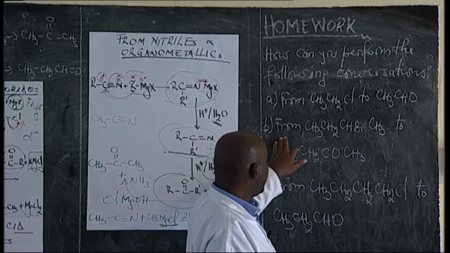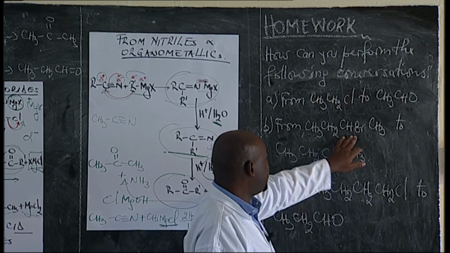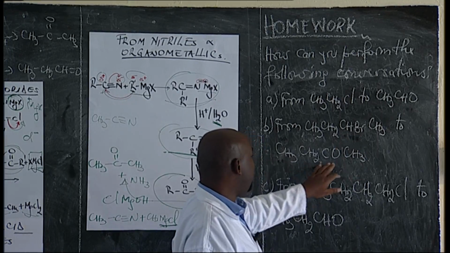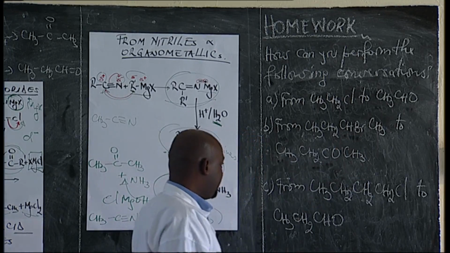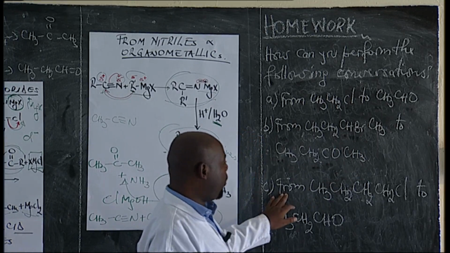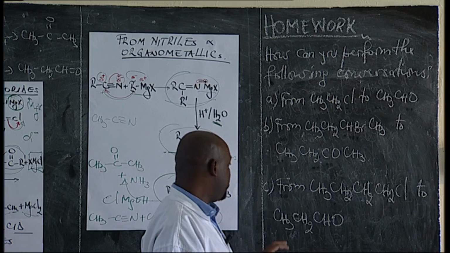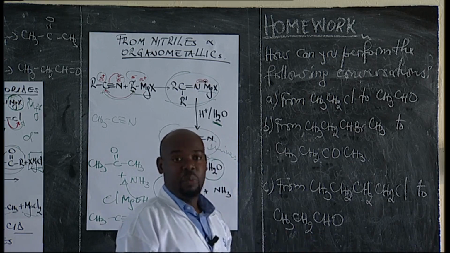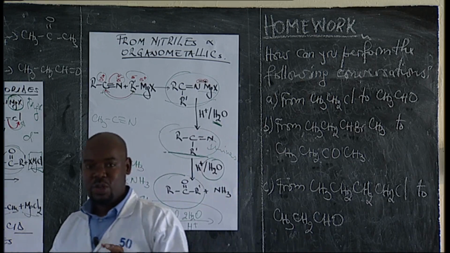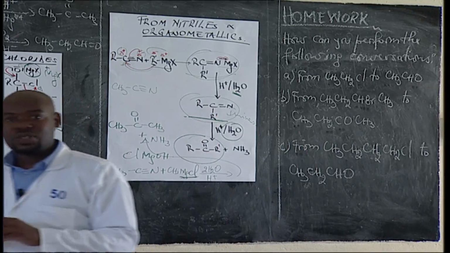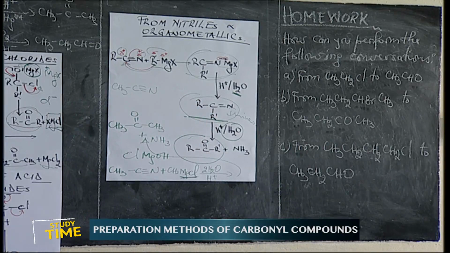Starting from 2-bromobutane, you will prepare butanone. And starting from 1-chlorobutane, you will prepare propanal. Those are some of the challenging questions we can have in organic chemistry.